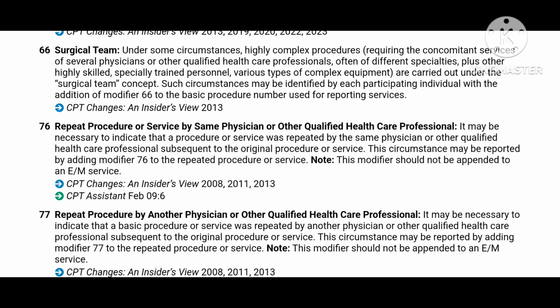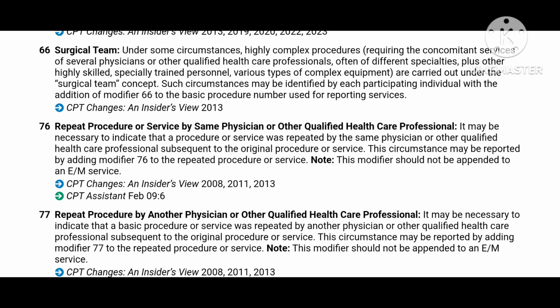Yes, the procedure is repeated on the same day, but if it is done by the same physician, it is 76. If it is done by a different physician, it is 77. After 76, you can write, for example, nebulization treatment. In the medicine chapter, we saw that. For nebulization treatment, if it is repeated in the morning and evening, you can use modifier 76 if it is done by the same doctor. But if it is a different doctor, you can use modifier 77 for the second procedure.